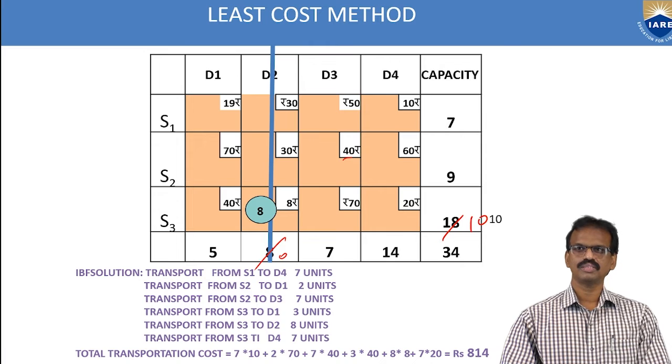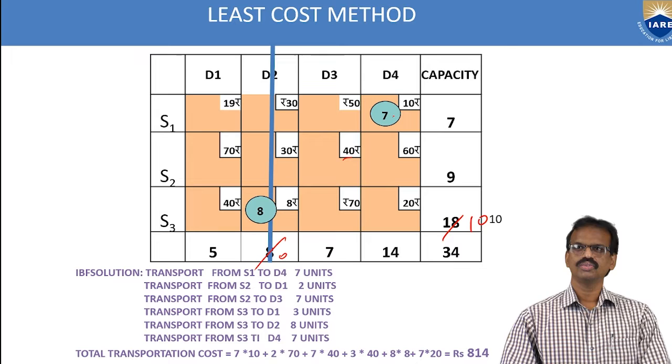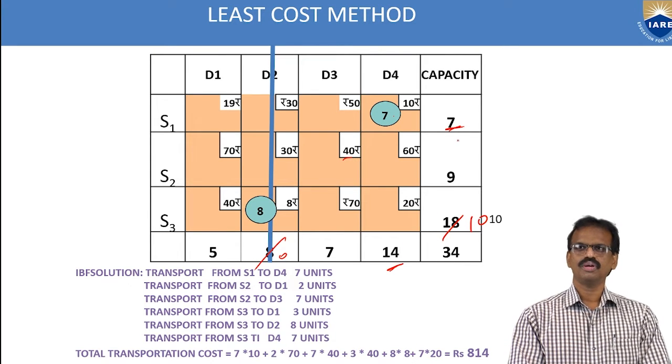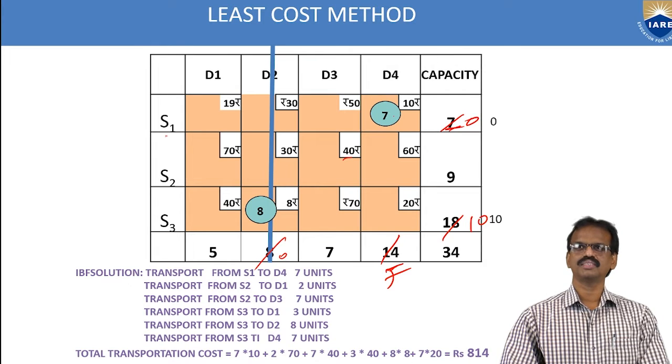Then you have to identify the next least cost value. What is the next least cost value? 10 is the next least cost value. Then you have to allocate. So here there are two values. One is 7, another one is 14. So you have to allocate the minimum value, that is 7. Okay. So here remaining 7, here 0. This total row will be cancelled. Okay, like this one.